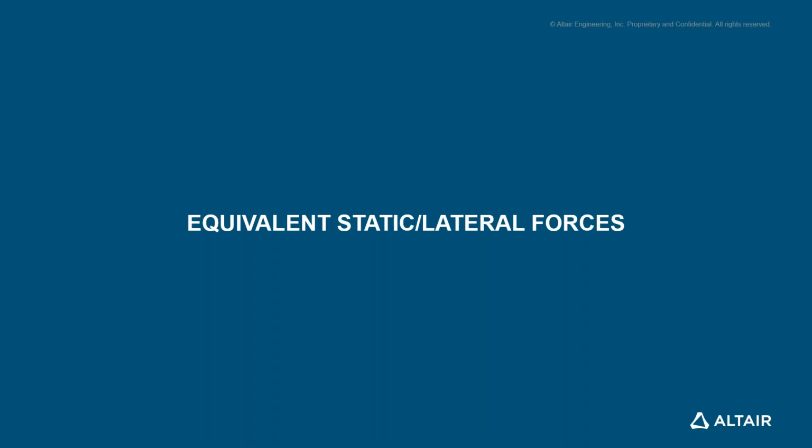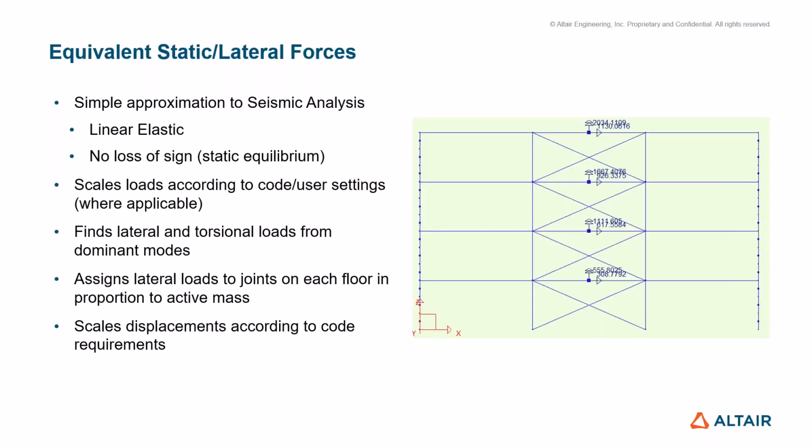We also have the option to run an equivalent static or lateral force procedure. There are some stipulations to when this can be run, so I recommend consulting with your local design code if you're unsure. That can certainly point you in the right direction. And this approach is, I would say, more suitable for design forces and load combinations due to the forces all being in static equilibrium. So it's essentially a simple approximation to seismic analysis using linear elastic. And the nice part is that you don't lose that sign. Everything, again, is in static equilibrium, so you don't have that loss of positive or negative joint deflection signs.